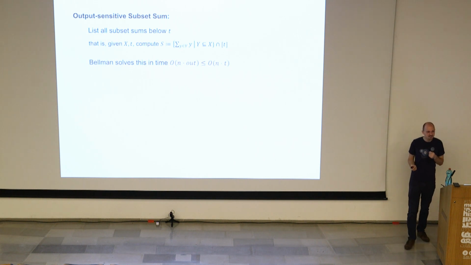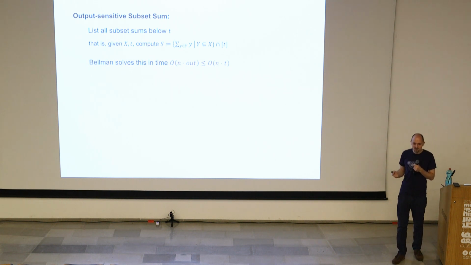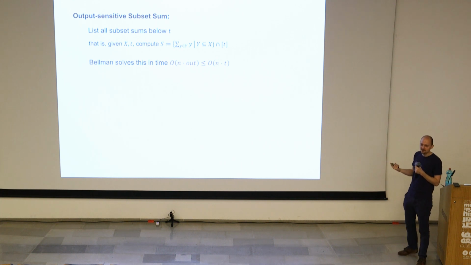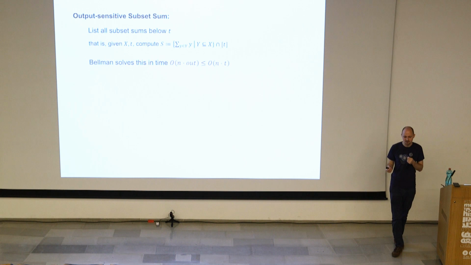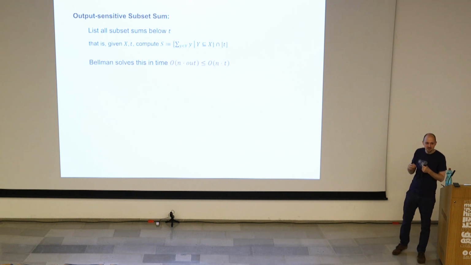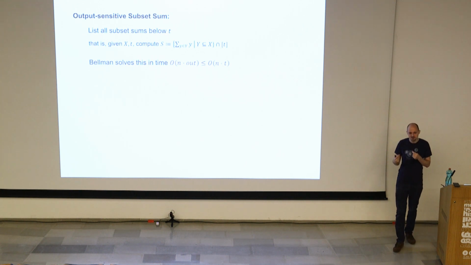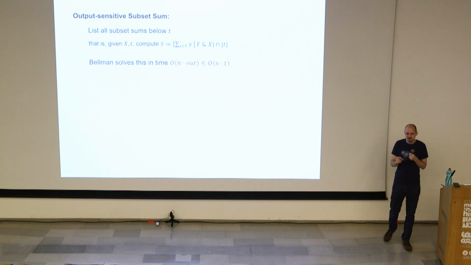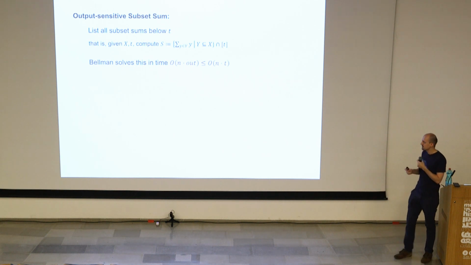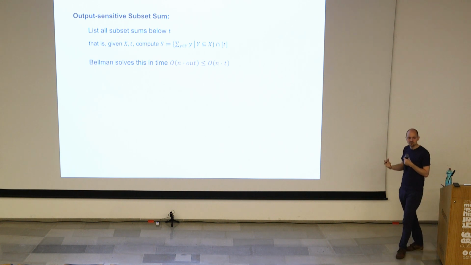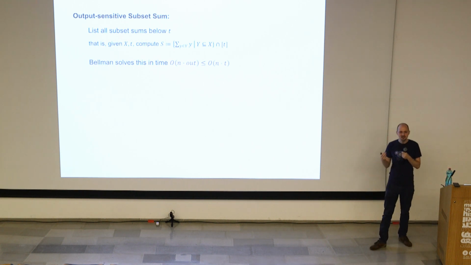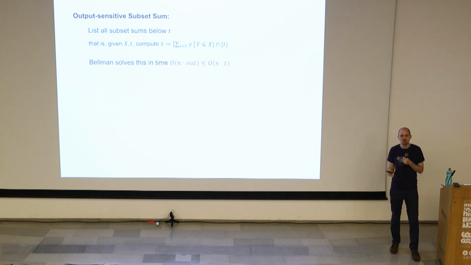If you look at Bellman's classic algorithm, I claim to you that it runs in n times t time, but you can actually make it output sensitive in some sense. If you store this big table in a compressed way, so you only store the non-zero entries, then this actually runs in n times the output size time. So n times the number of different subset sums between 1 and t.